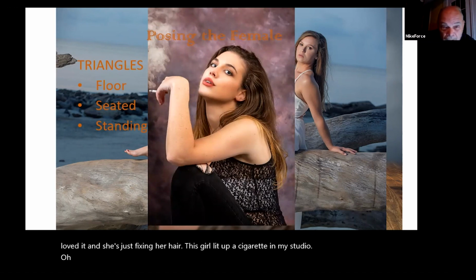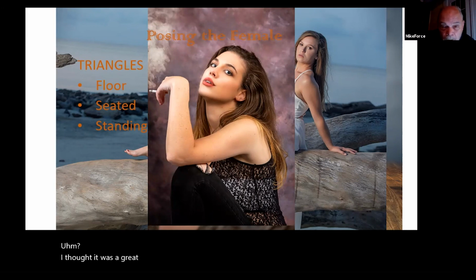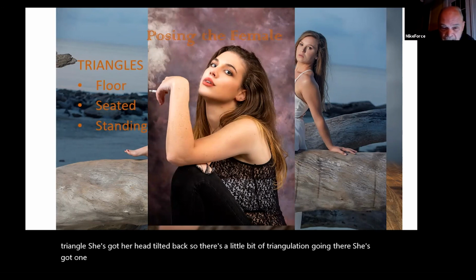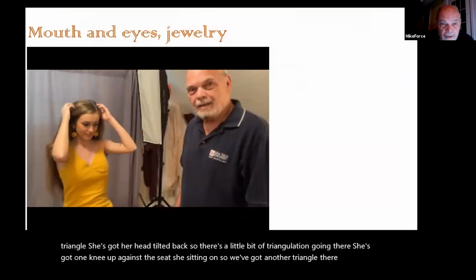I thought it was a great shot though, so I got it. But look for triangles. Her arm makes a triangle. She's got her head tilted back, so there's a little bit of triangulation going there. She's got one knee up against the seat she's sitting on, so we've got another triangle there. Triangles, triangles. We love triangles.